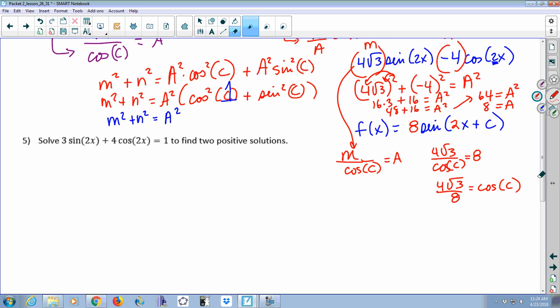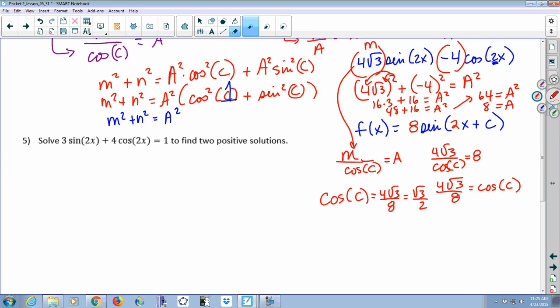And what does that reduce to? Square root of 3 over 2. Oh my goodness, I got a good feeling going on. I don't even have to use my calculator now.